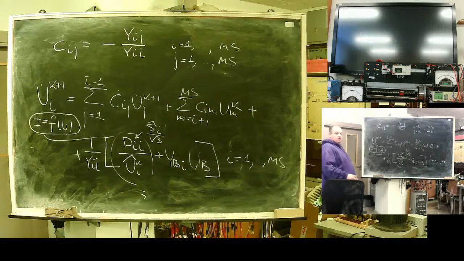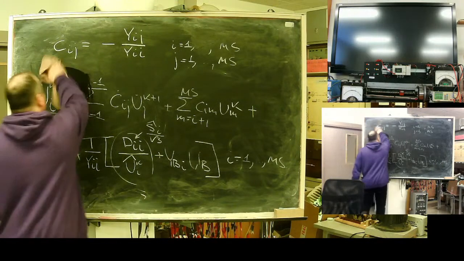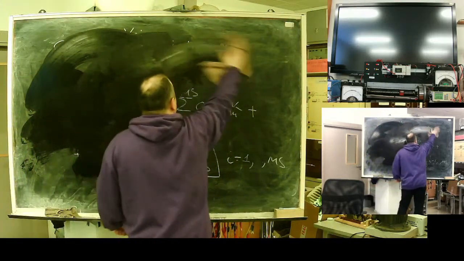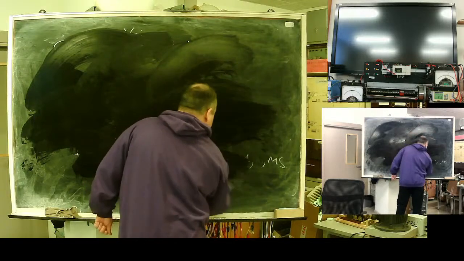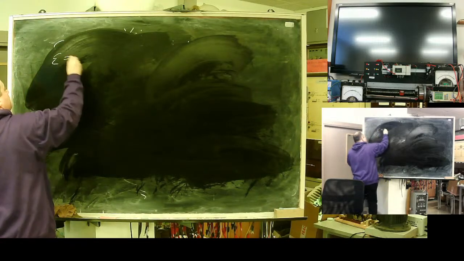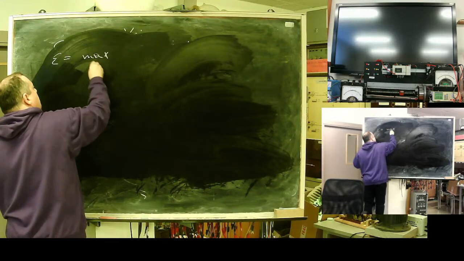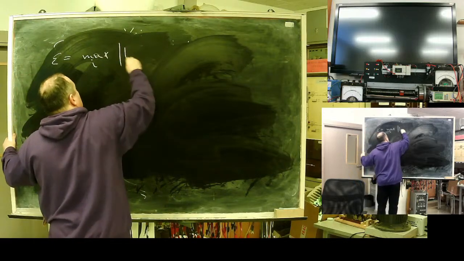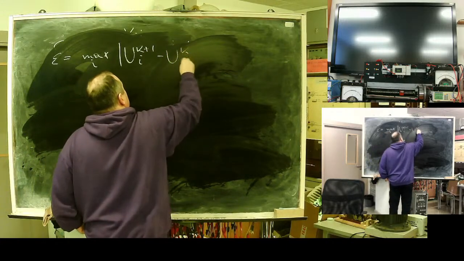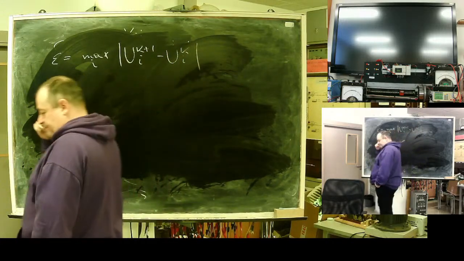Now, how can we control precision? Is this clear? Not very optimistic, I'll say. Precision is very simple. It's the max absolute difference between step voltages. It's easy.